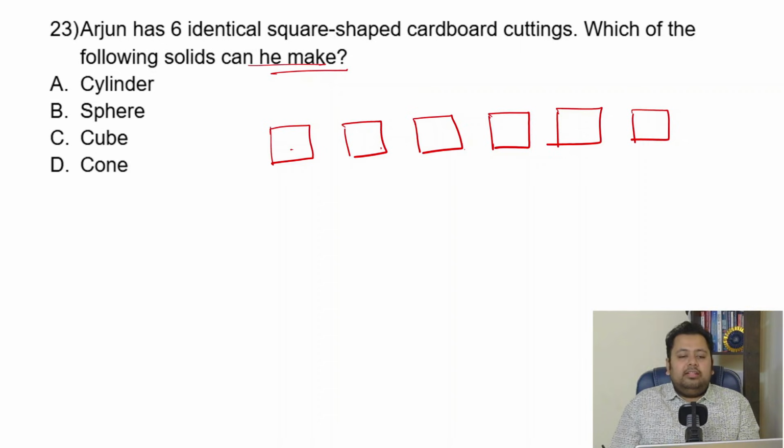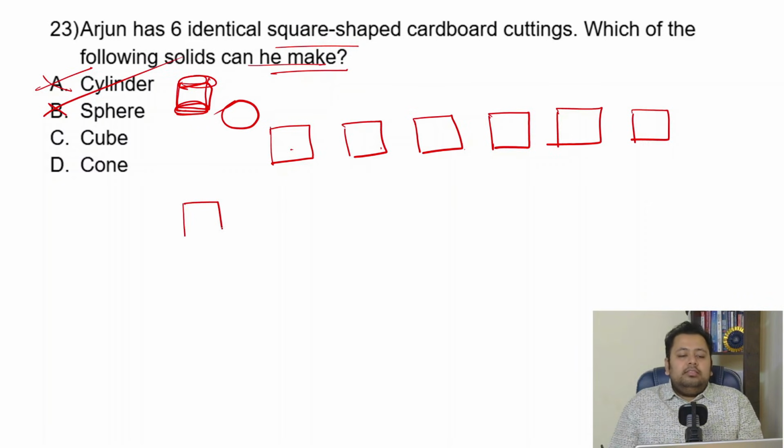Using six squares, what is a cylinder? A cylinder looks something like this, which is more circular in nature. It has one rectangular face, but these two are circular faces. We have six identical square shapes, so cylinder cannot be the answer. A sphere is completely spherical, so with squares you cannot create a sphere. So this is not possible.